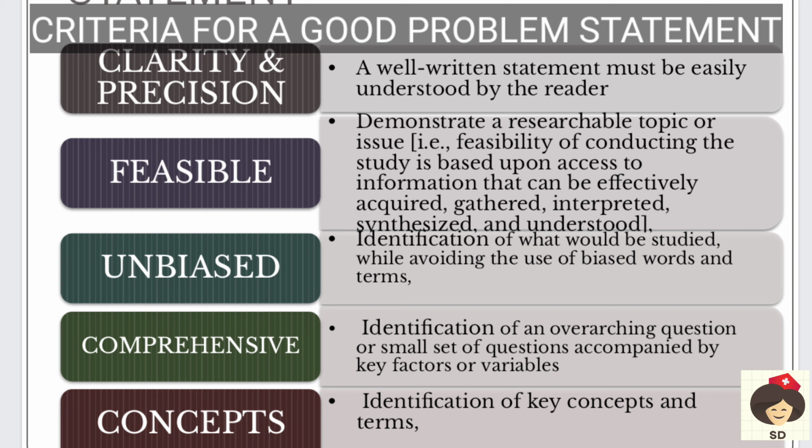Okay, that means the statement the researcher is making should have some value, and it should be comprehensive. Comprehensive means it is easily understood and the variables can be easily identified. And concept: there should be identification of key concepts and terms. That means the idea of the researcher should be understood when we read the research topic.